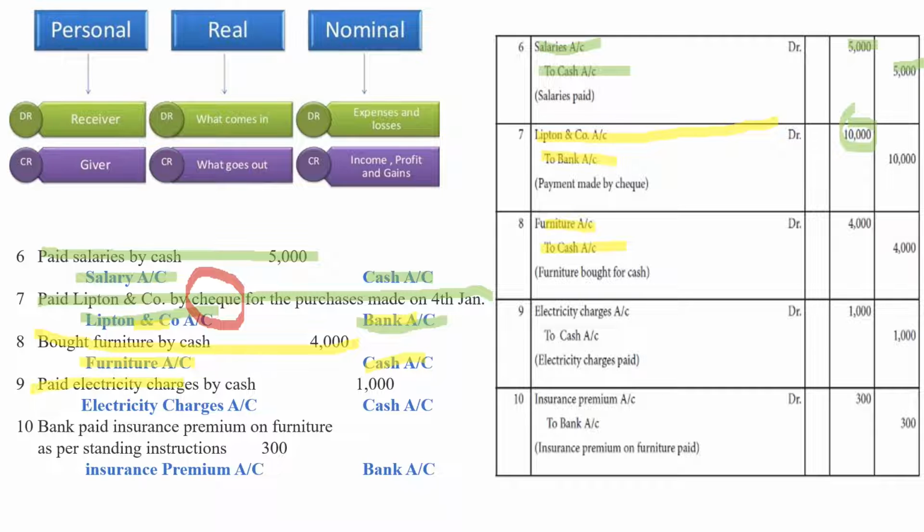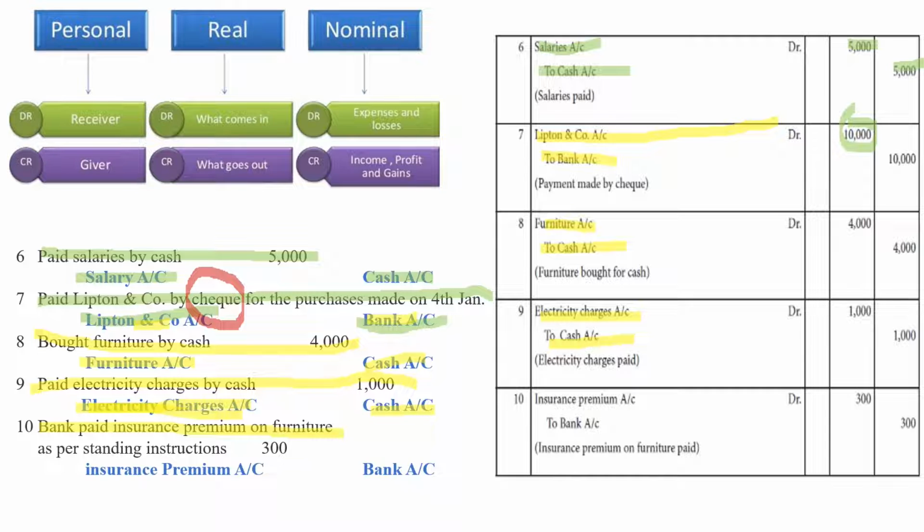Paid electricity charges by cash $1,000. Here two accounts are affected, electricity charges, cash account. Electricity charges is nominal account and this is your expense. That's why it would be debited. Cash goes out from organization. This would be credited.